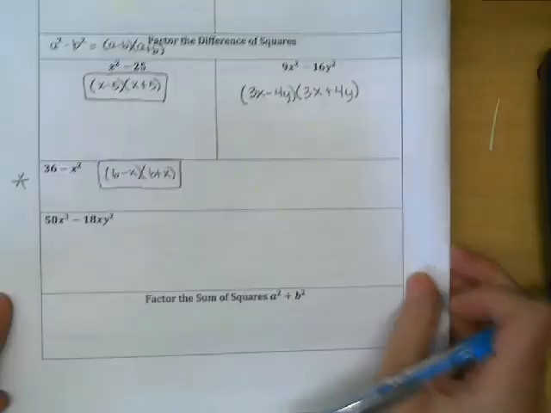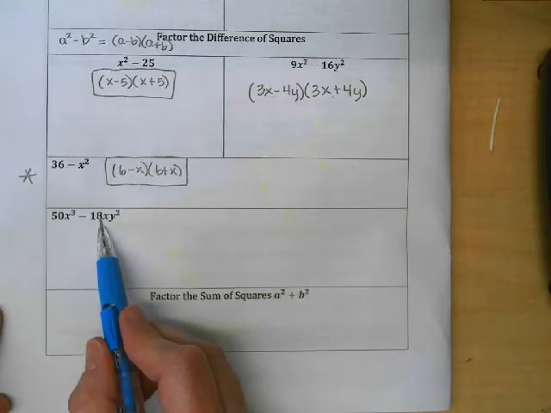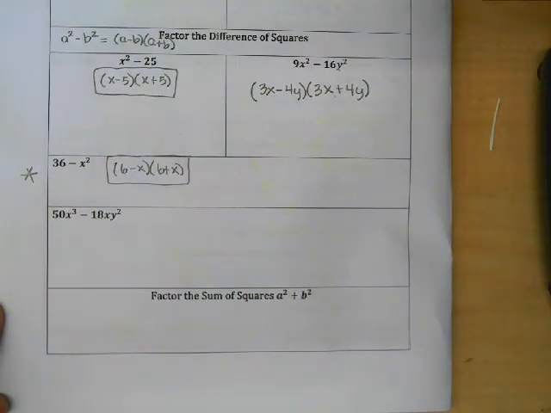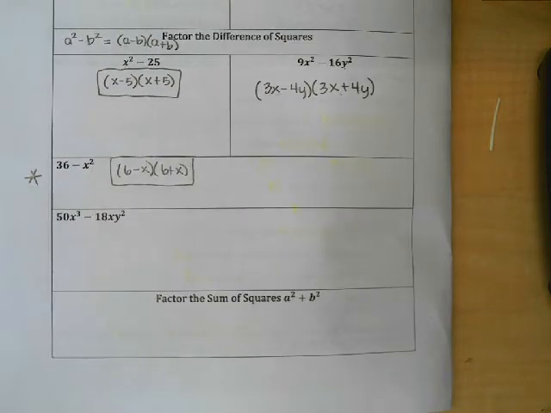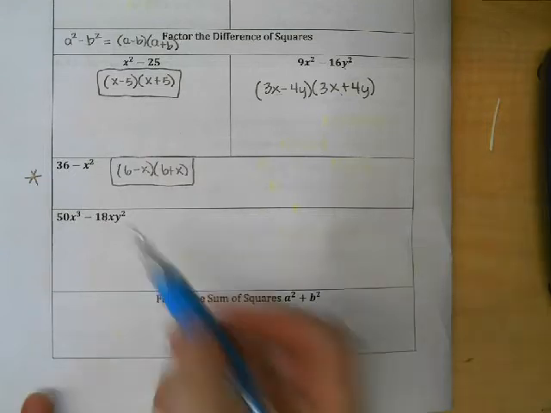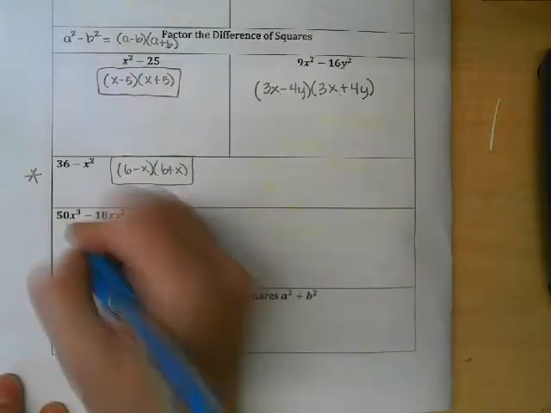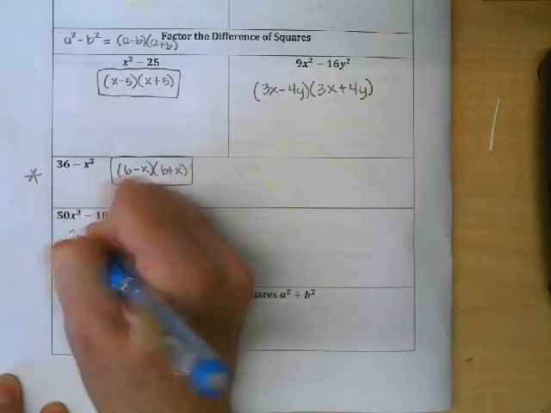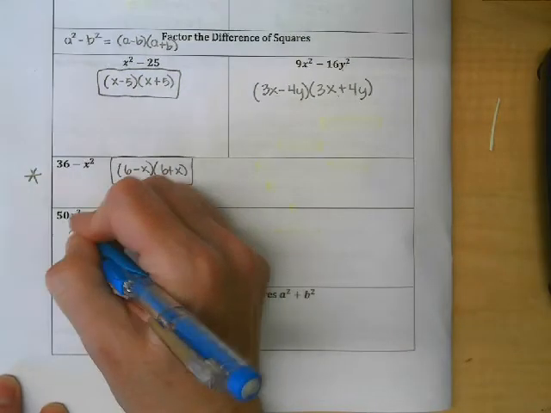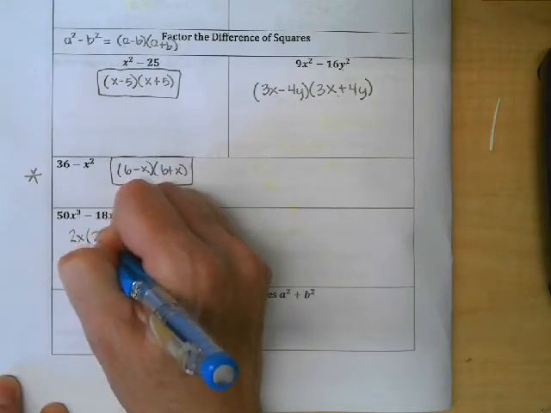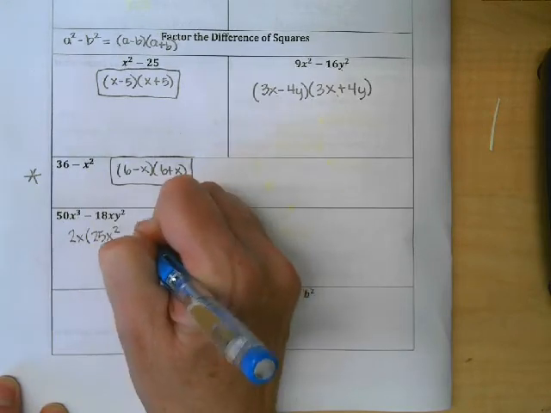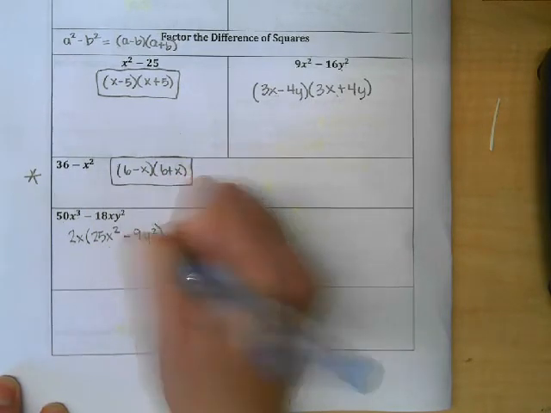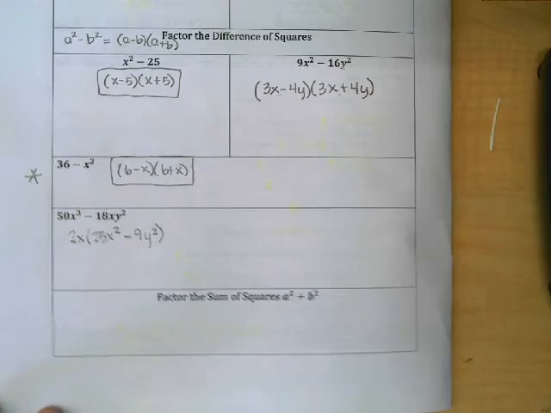All right, let's look here. Now, I'm looking here going, wait, those aren't perfect squares. That's reminding me there must be a greatest common factor. So what do both of these have in common? Let's try to take out the 2, and it looks like they also have an x in common. So I'm going to take out the 2x, and I'm going to be left with 2 times 25, x squared will give me 50x cubed. 2 times 9, y squared will give me 18xy squared.